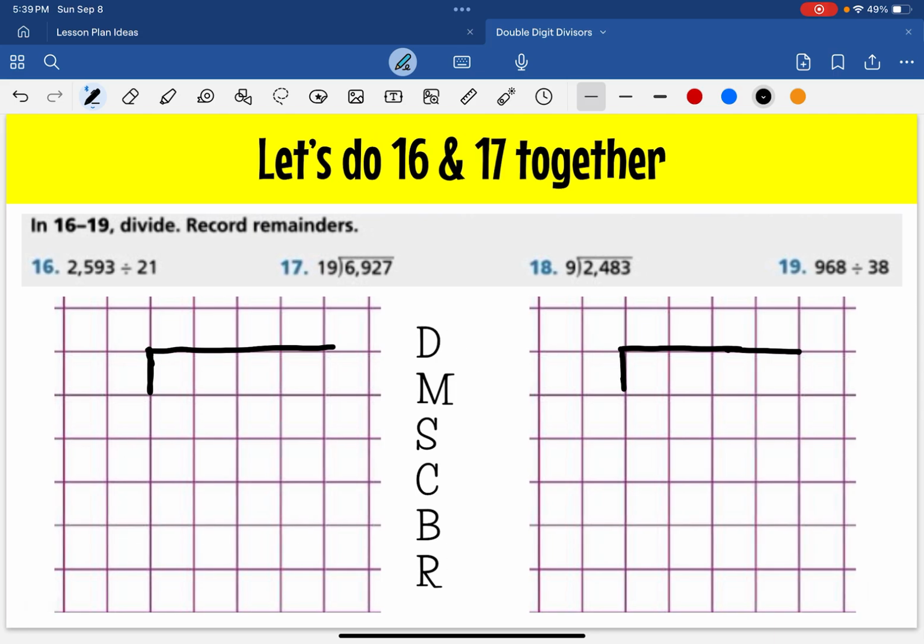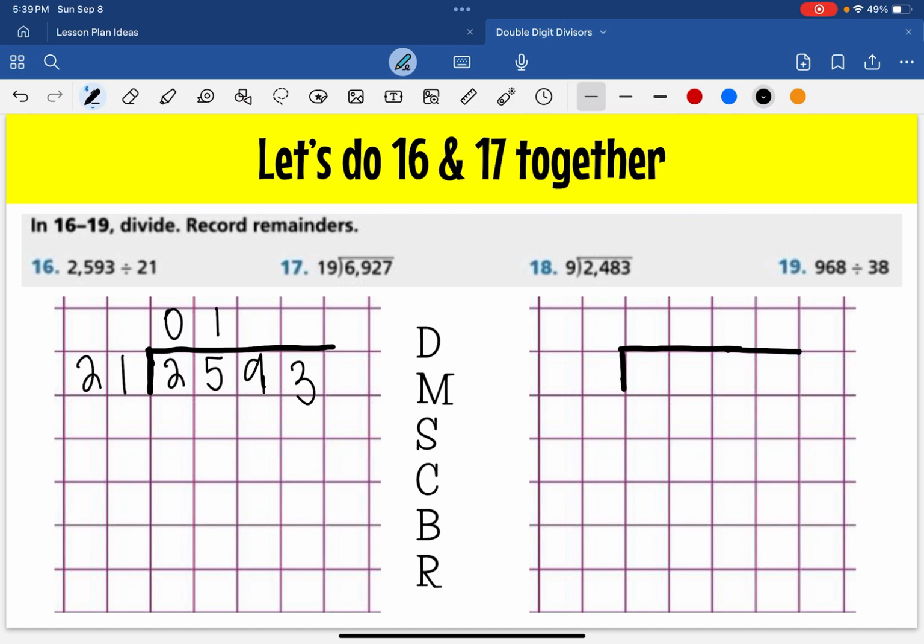We're going to do number 16 together. So we're going to put 21 here. And then I'm going to put 2,593 there. And I have my steps right in the middle so we can look at that. So, can 21 go into 2? Nope. So I got to put a 0. Can 21 go into 25? Yes. How many times? 1.